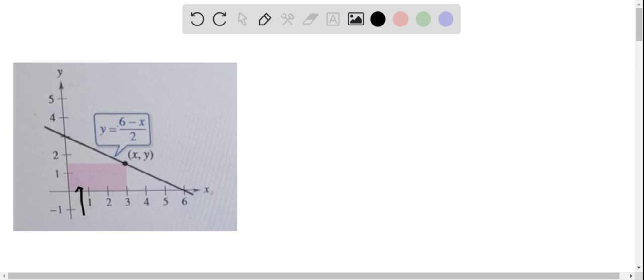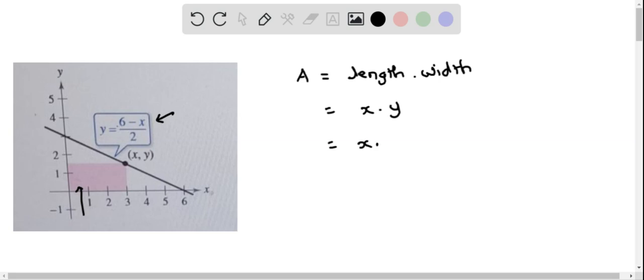So first, let's write the area of this rectangle. This is written as A equals length times width of the rectangle. The length is represented as x, and the width of this rectangle is represented by y. Now, since this rectangle touches this line, we can take y from the equation of the line, that is y equals 6 minus x by 2.